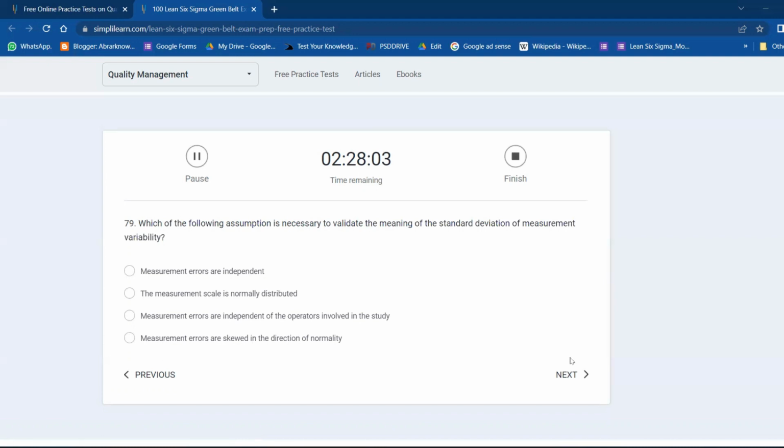Which of the following assumptions is necessary to validate the meaning of the standard deviation of measurement variability? So the question is, measurement errors are independent or measurement scale is normally distributed? Measurement errors are independent of the operators involved in the study. Measurement errors are skewed in the direction of the normality. So which is the one? So it's independent.